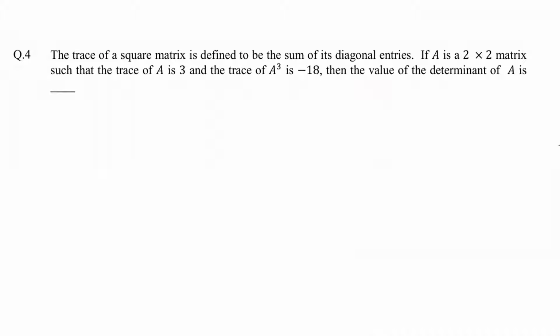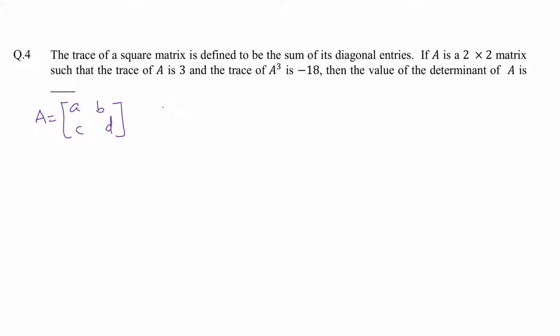Okay, so the question says the trace of matrix A is 3 and the trace of A cube is minus 18, then we need to find the determinant of the matrix A. And we know trace is nothing but the sum of the diagonal entries. So let's assume the matrix A as A, B, C, D.